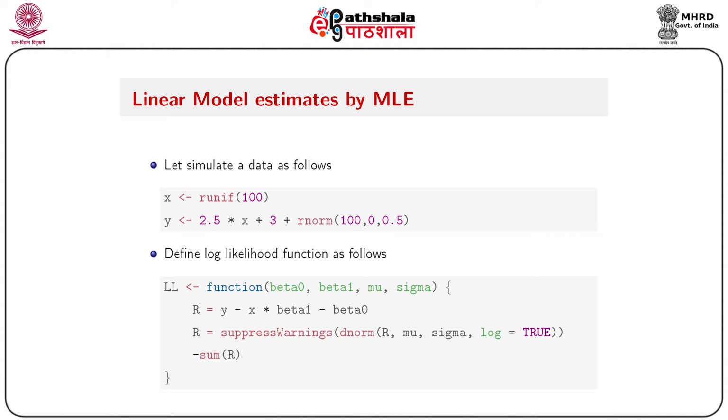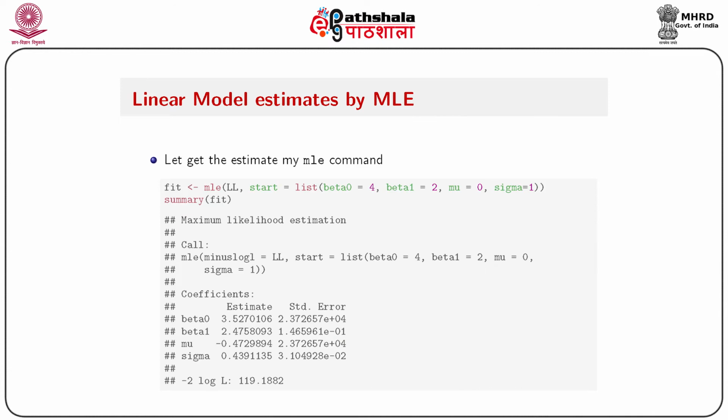Now, to apply mle on the linear model, define the log likelihood function as follows. Say LL equals function(beta0, beta1, mu, sigma), r equals y minus x times beta1 minus beta0, and then you suppress the warnings for dnorm(r, mu, sigma, log equals TRUE), because we need the log likelihood, and then return the sum of the negative of the log likelihood value. So the sum of r will give you the log likelihood value, and the negative log likelihood value would be returned.